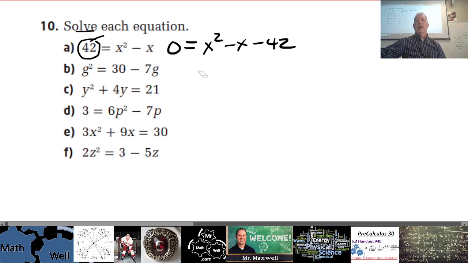Okay? So these are all mixed up now. You have to get everything over to the same side. B looks like this. 0 equals, now I would bring everything over to the right side. And then factor from there. Okay?